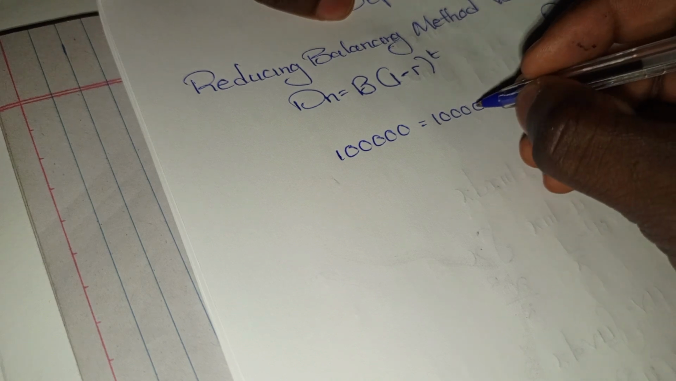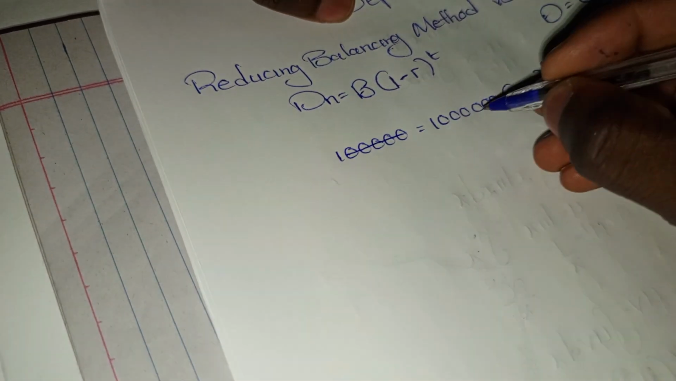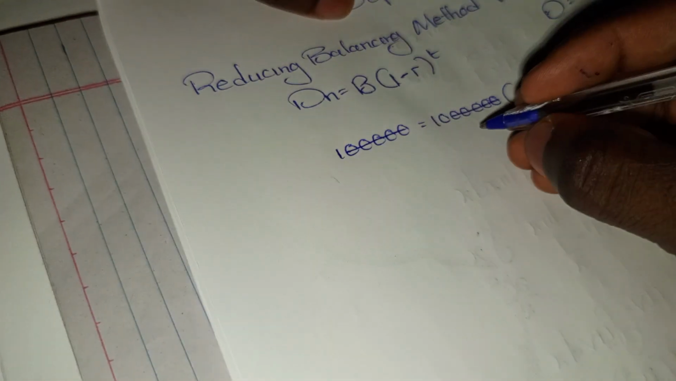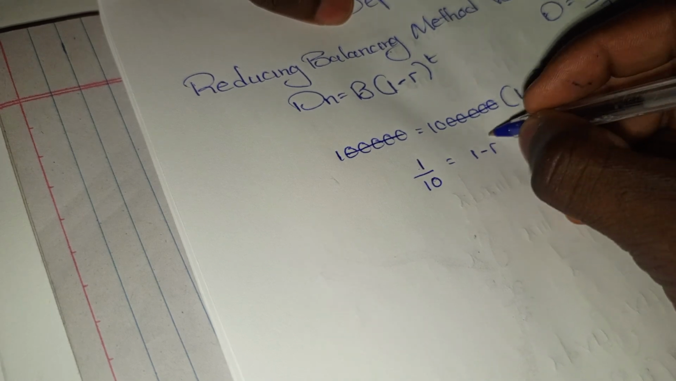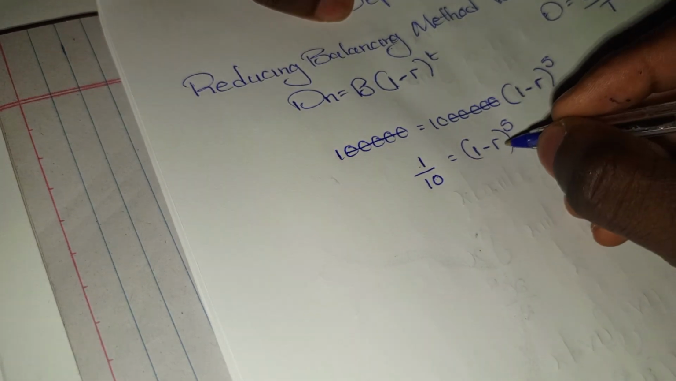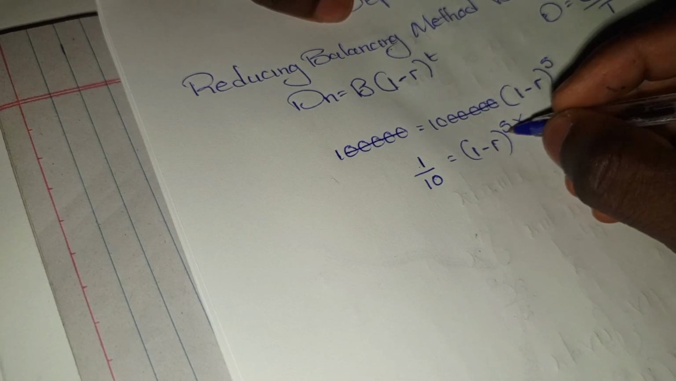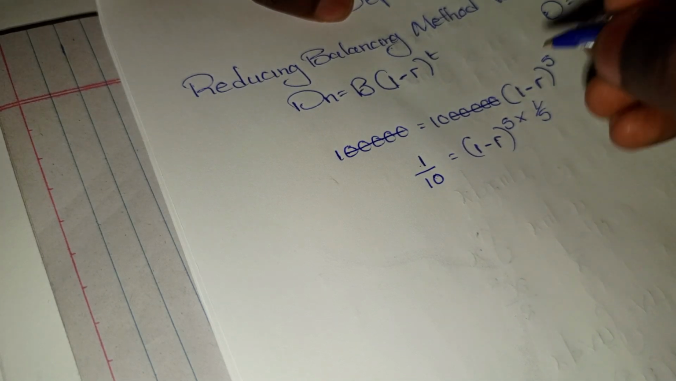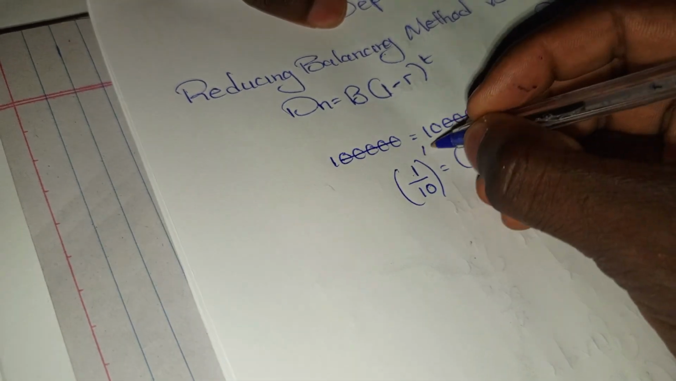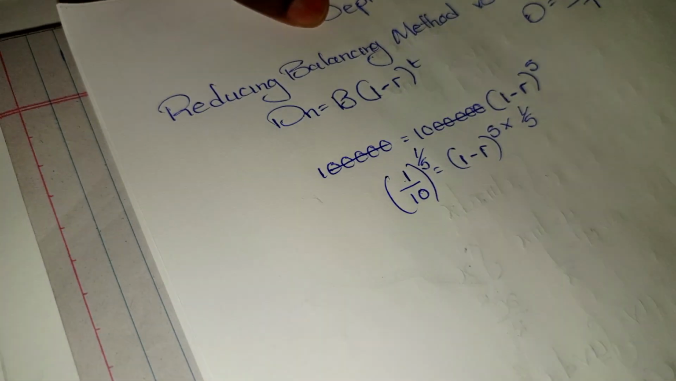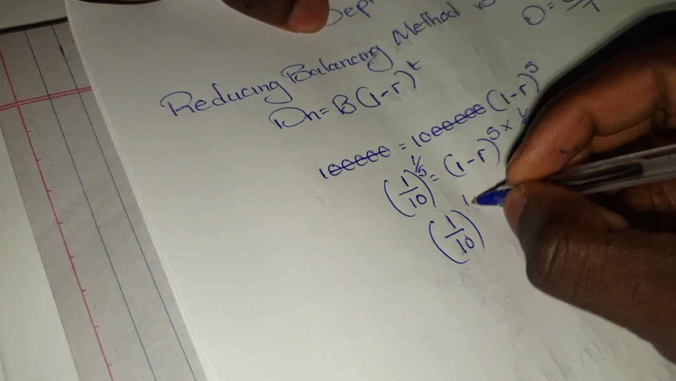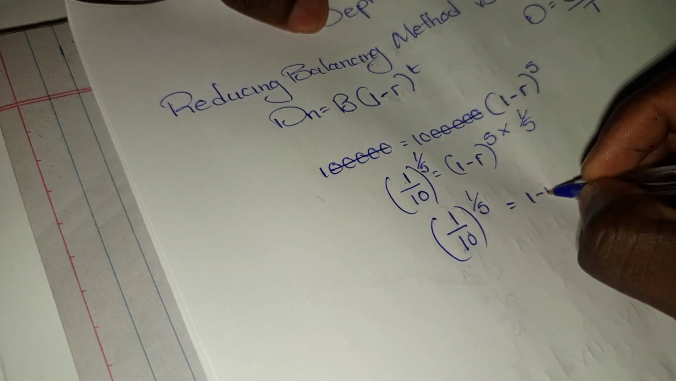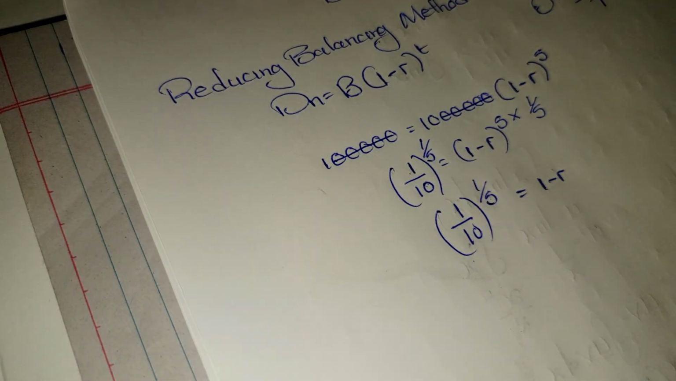So from here we have these zeros, which are 5, and from here we can cancel. So we have 1 over 10 remaining, which is equal to (1 minus R) to the power 5. We know we're interested in R, so we multiply with the reciprocal of 5, in this case 1 over 5. What we do to this side is what we also do to the other side. Then from here, we just punch on our calculator 1 divided by 10 to the power 1 over 5.